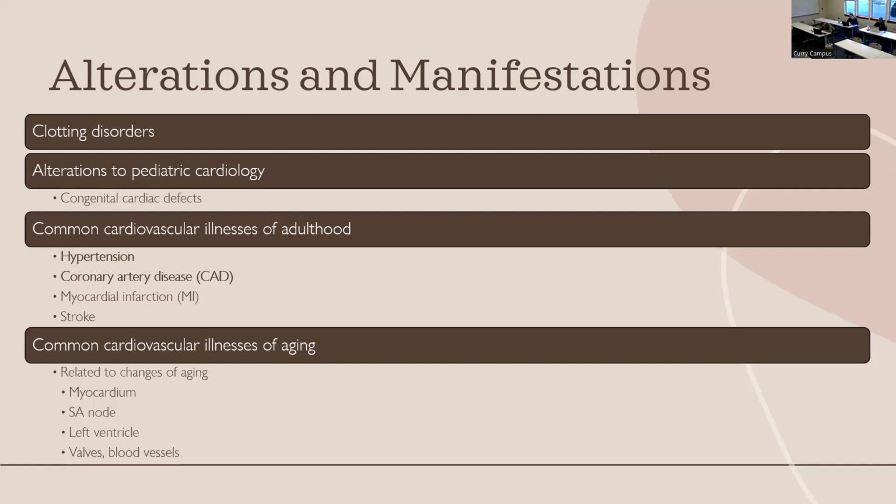Alterations in pediatric cardiology. So mostly congenital cardiac defects. Common cardiovascular illnesses. And we're going to talk about some of these: hypertension, coronary artery disease, myocardial infarction, and stroke. And I don't recall what week we're talking about that. Probably neurological, I think week 6 or 7.